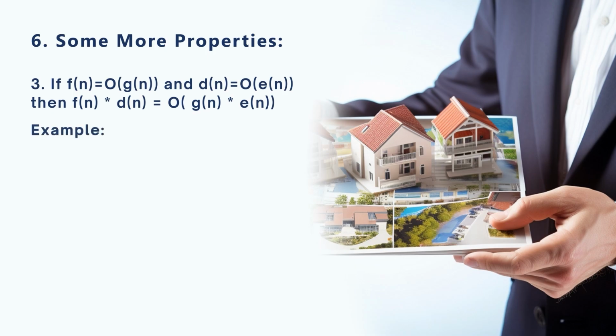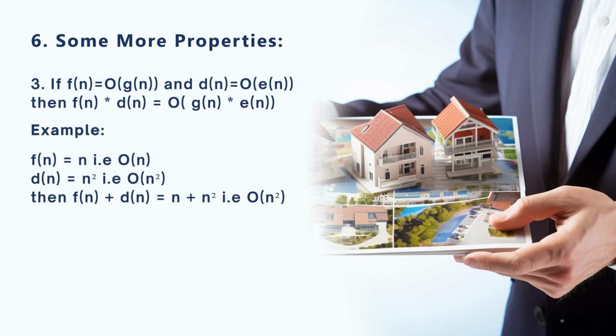Similarly, if f(n) equal to big O of g(n) and d(n) equal to big O of e(n), then f(n) into d(n), and in the above example f(n) plus d(n). So in both the cases, big O holds. Okay. So this is all about the kinds of asymptotic notations and the examples related to asymptotic notation. So we have to be careful about all five notations: big O notation and small o notation, big omega notation and small omega notation, and the theta notation.